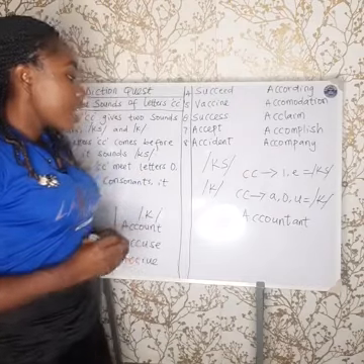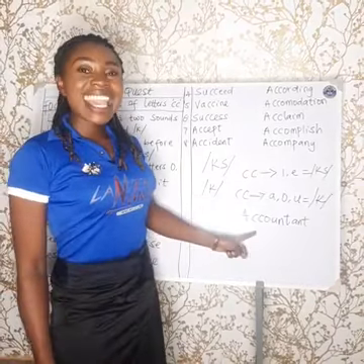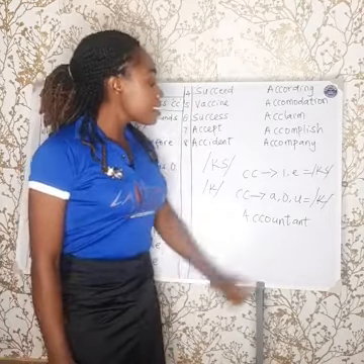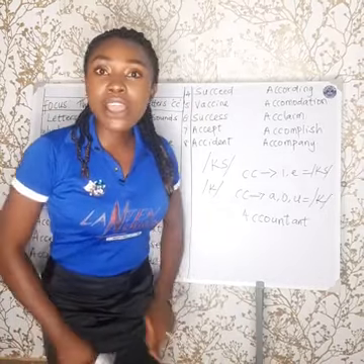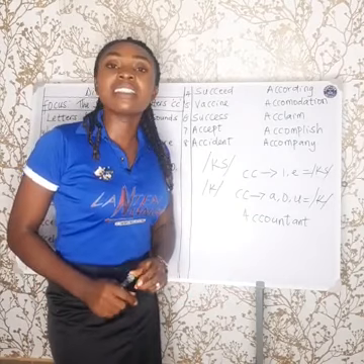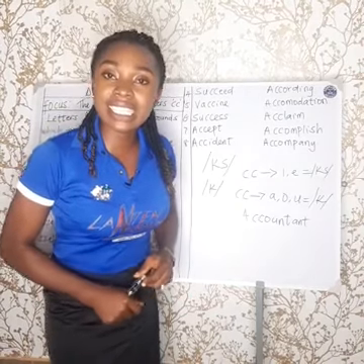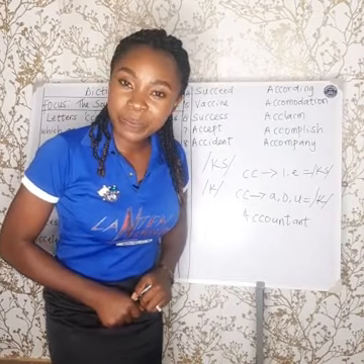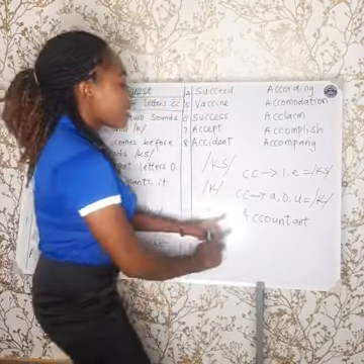Good. So this word is what? Accountant. Do not say accountant. No, it's accountant. Repeat after me. Accountant. Again, accountant. Very good. So we do not have an issue with this.